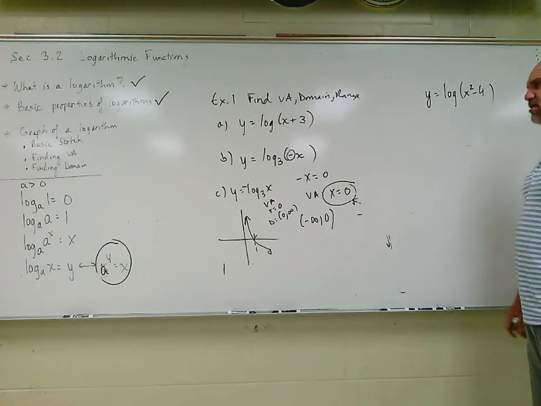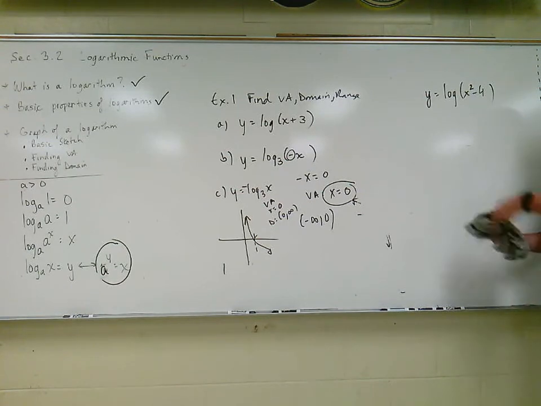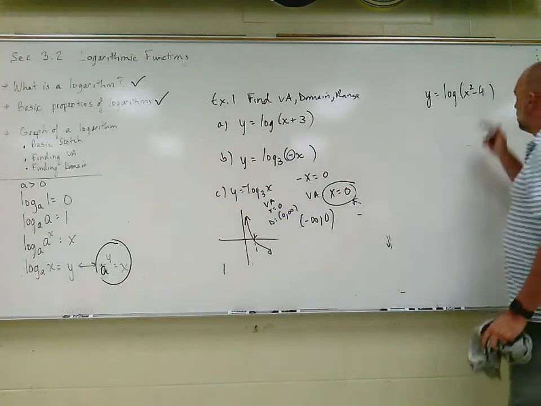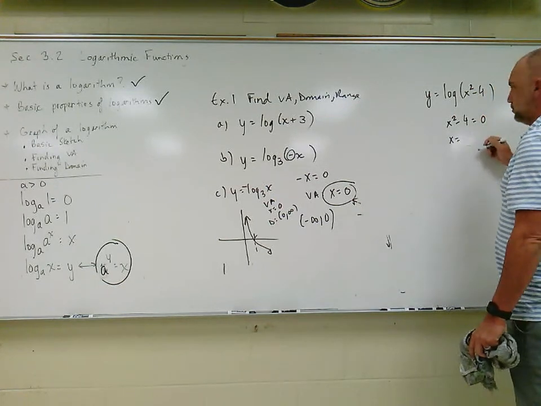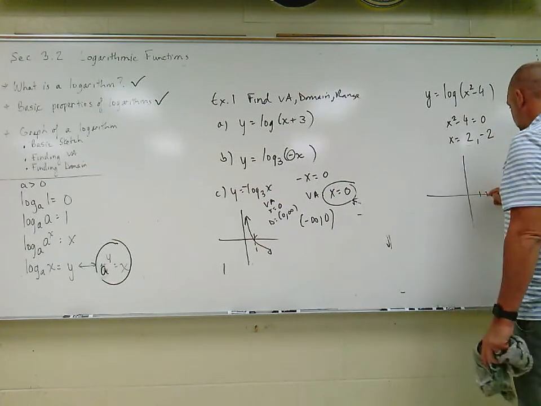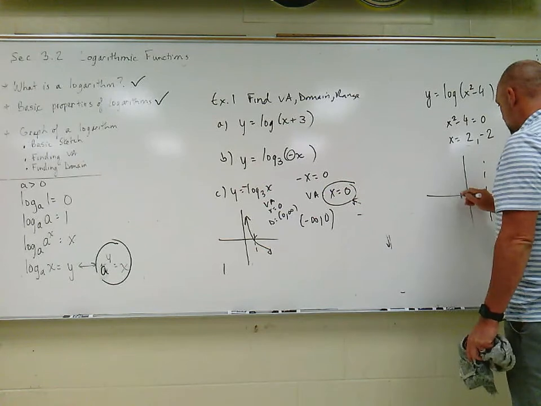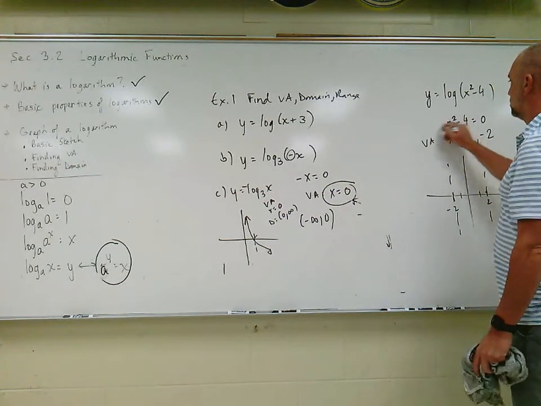All right, so let me think for a second. The vertical asymptote is always what makes the inside what? 0. And you can graph this on your calculator, right? Just type it in and look at the picture. But if I set the inside equal to 0, what answers do I get? 2 and -2. All right. So I know that this has to have a vertical asymptote at 2, and I know it has to have a vertical asymptote at -2. So I've got my vertical asymptotes.